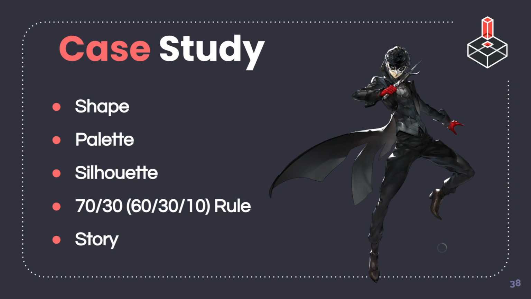Silhouette, he's got the strong collar and the strong coat, and even though you wouldn't really see it in silhouette, I think the mask is a very recognizable thing. And then, yeah, with a story, you can tell he's a thief.